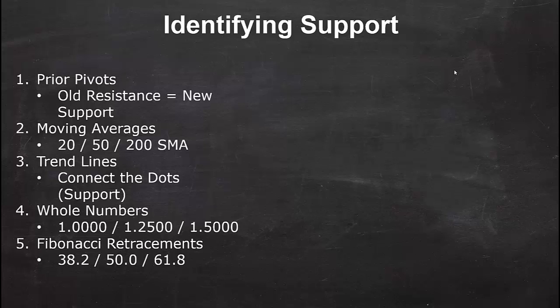For example, the first one is a prior pivot, which means in the past, old resistance can certainly act as a new support level. You can have moving averages, the 20, 50, and 200-day simple moving averages. Those can act as support levels. For example, the 20-period SMA can act as a short-term support level or a minor support level. The 50 can act as an intermediate, and the 200-day it's basically trench warfare, where you have the buyers and sellers really fighting for long-term position.